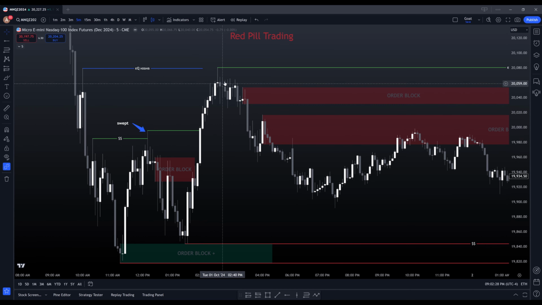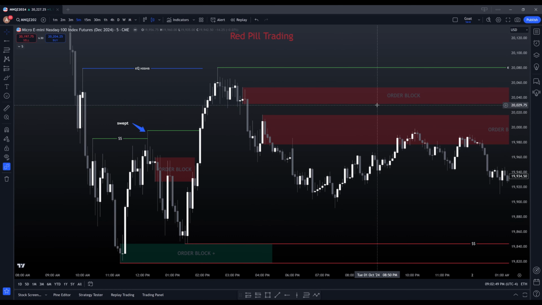Boom, swept. Got our dub. Say if we rode it to here, we got our dub, right? We're waiting for external buy side liquidity to be swept. Did it sweep it? No, it did not. It created equal highs and started pushing down with more momentum. Last bullish candle, mark it up, drag it across, momentum to the downside. That is our order block.